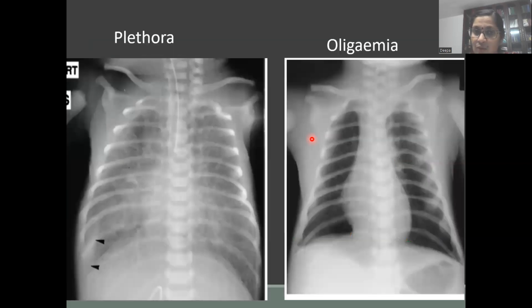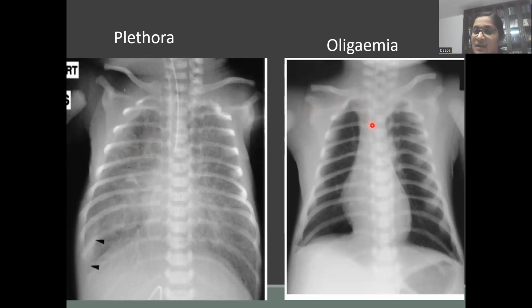And next, moving down to the hilum part. The hilum basically houses the pulmonary vasculature and the pulmonary lymphatics, and in newborns it is the pulmonary vasculature, the hilar prominence as well as the pulmonary vascular markings, which are more important for interpretation. So in this X-ray which is seen on the left side, you can see that there is increased pulmonary vascular markings which are almost reaching the periphery, and this is suggestive of increased pulmonary blood flow or pulmonary plethora.